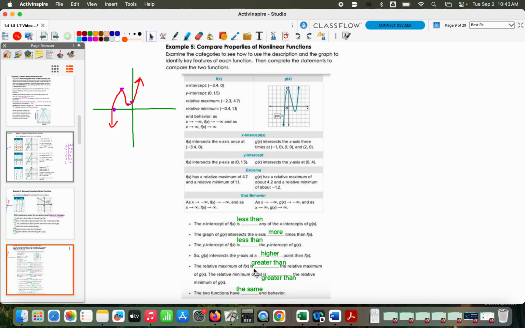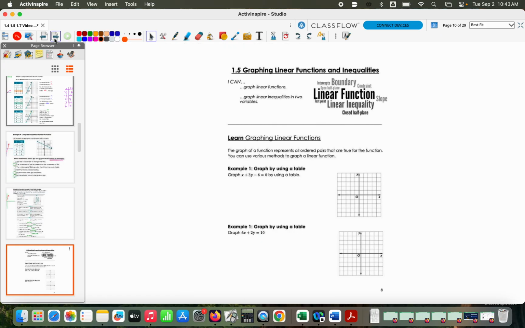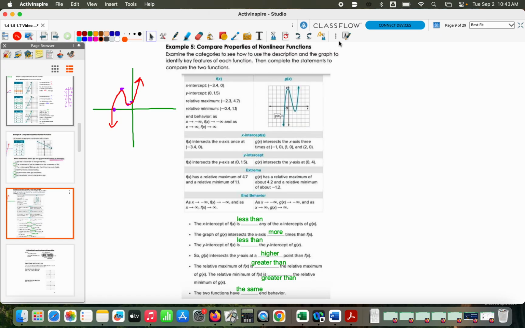The relative maximum of f of x is greater than the relative maximum of g of x. So be careful here, again, not drawn to scale, but I can see this maximum is at 4.7. If you count out, this might be like 4.1 or 4.2. So f of x is bigger there. And the relative minimum of f of x is actually greater. So this minimum is, I don't know, what they say here, 1.1, whereas this minimum's in the negatives. And what else we got? The two functions have the same end behavior. Both on the left side are going to negative infinity, and on the right side are going to positive infinity. That should wrap it up. So bring some questions, and we'll go from there.